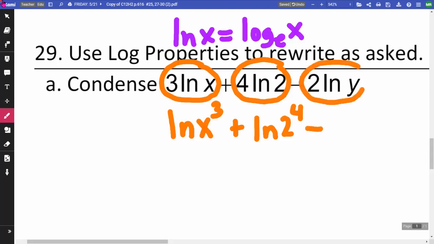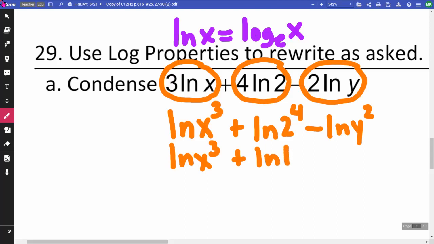Minus, and then here, again, that's going to become the exponent, so I'm going to get ln of y squared. So I'm going to have ln of x to the 3rd plus ln of 2 to the 4th, which is 16. So it's going to be ln of 16 minus ln of y squared. So now, when I have ln's, natural logs, all at the same base, because that's what natural logs are, they're all base e, I can write this as a single logarithm.